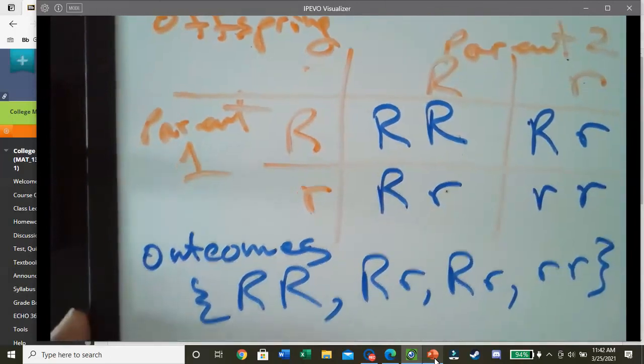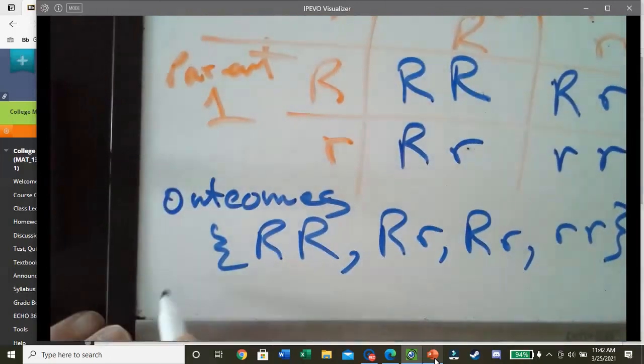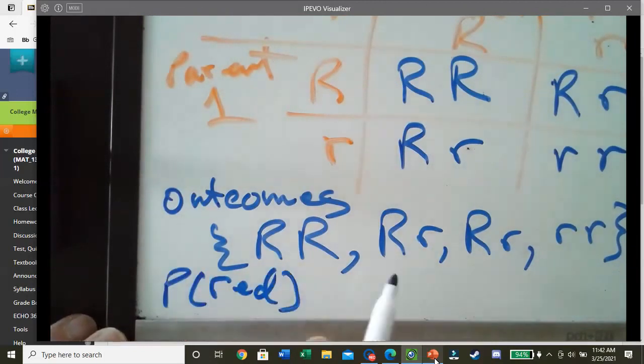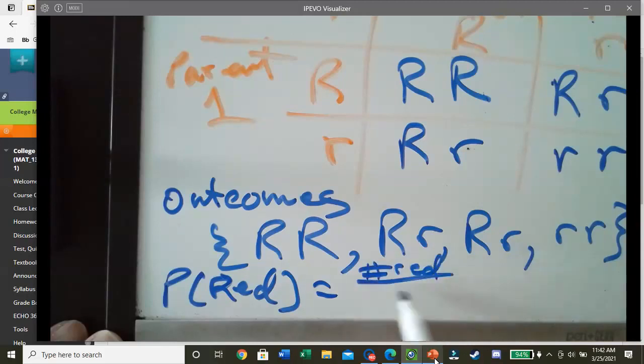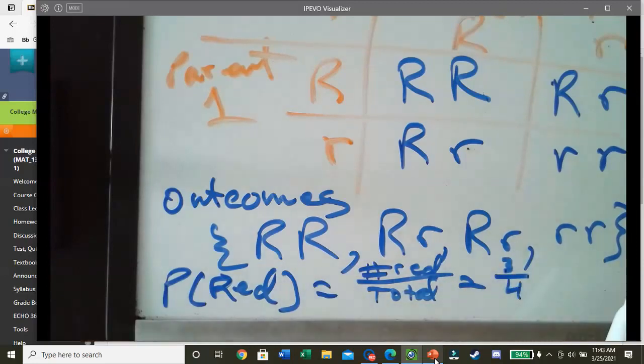So the probability of getting a red would be number of red over the total, which would be, how many red do we have here? 3, right, over a total of 4. So it's 0.75, right?